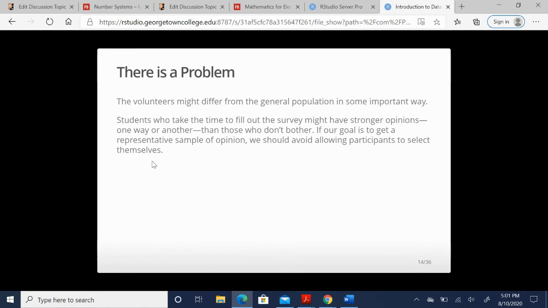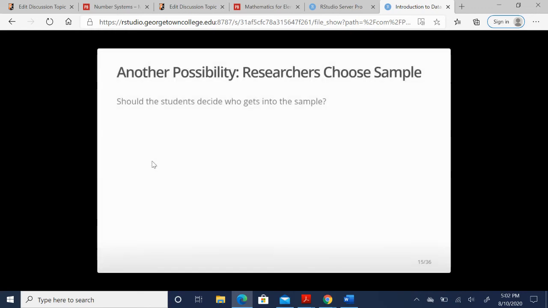What do you think? Would this work? Okay, there's a problem here. The volunteers, even though they'd fill out this survey, the responses we're going to get may not represent the entire population of students. Students who take time to fill out that survey are probably going to do so because they have a strong opinion, okay? They might be mad and they want to complain about it. Or they might have had an exceptionally good experience and they want to reward someone by complimenting them. They tend to be more on the extremes of opinions when we do volunteer surveys. If our goal is to get a real sample of opinion, we should avoid allowing participants to select themselves. Okay, generally volunteer is not a good idea.